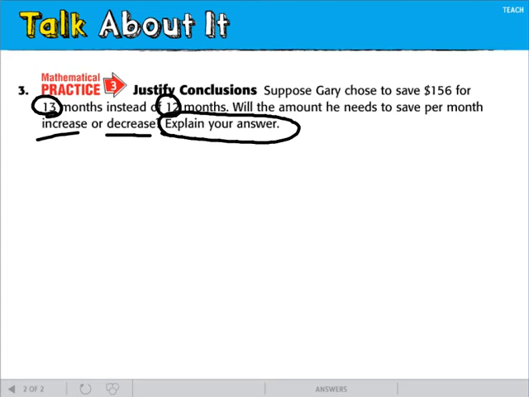Now, here's the key. They want us to explain our answer. Okay? So with your groups right now, you're going to determine whether this is going to increase or decrease, and you're going to explain to me why. Okay? All right, I'll give you some time to work on it.